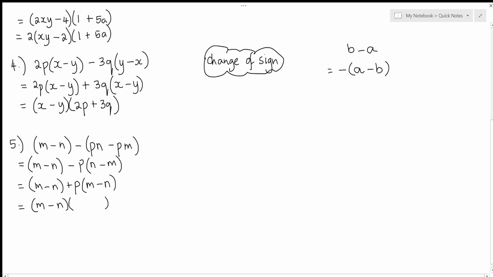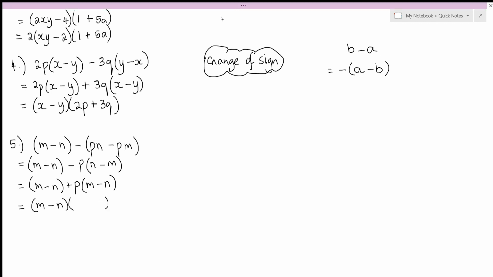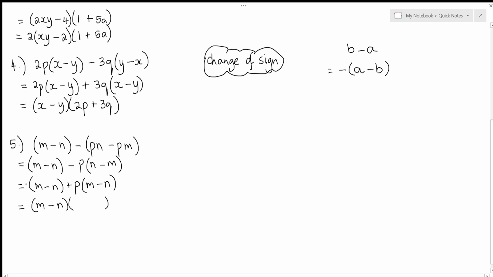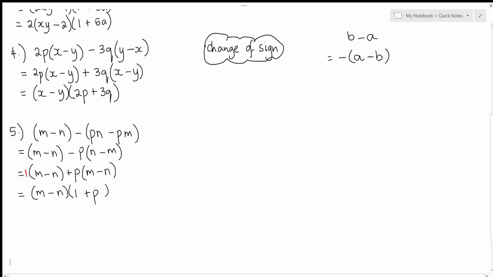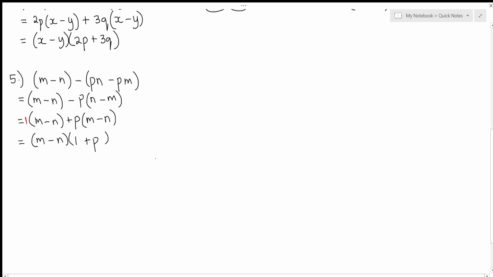And what am I left with? In the first term, I would be left with a 1 here. So this would be 1 plus p. Let's look at the next one, number 6. So as we go further down, they get harder and harder.